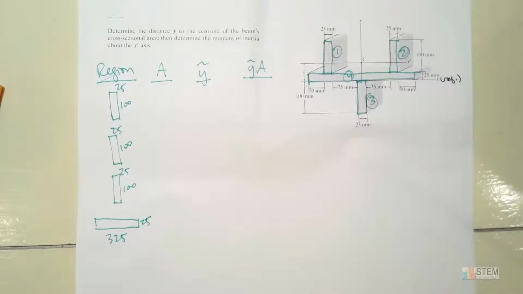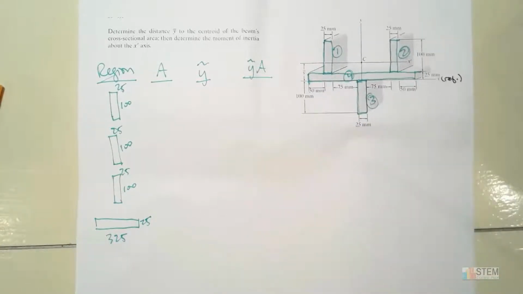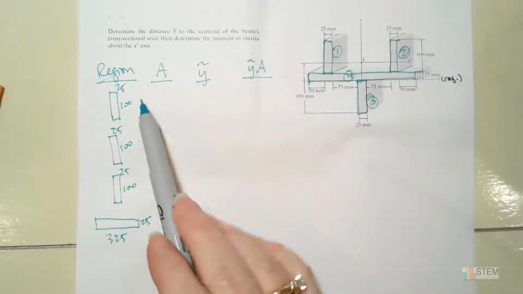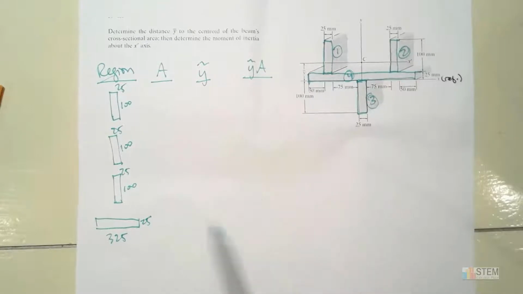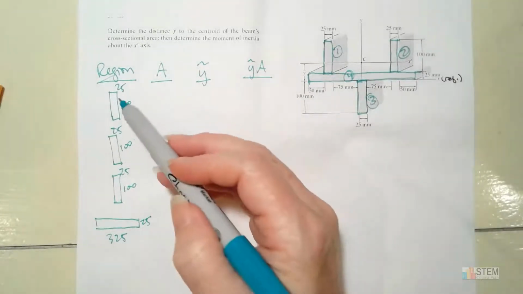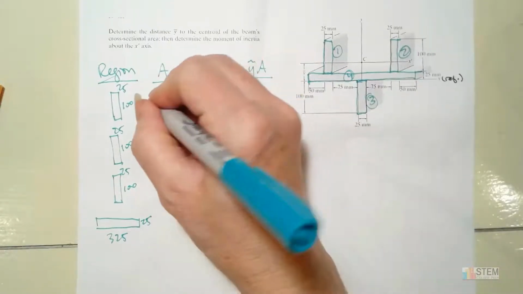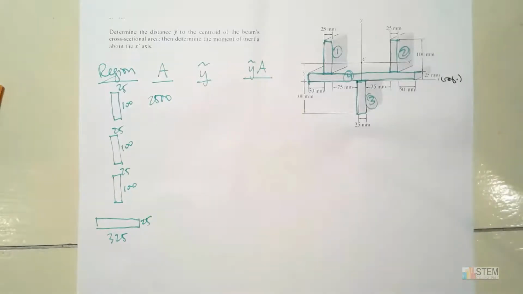Okay, so now we have our regions. And I think those would be the easiest ones to use. Some of my students put more regions than this, but I think those 4 are probably the easiest ones. So now we're going to fill out this table as we go through each region. A is just the area. Obviously the area of a rectangle, you're just going to do 25 times 100. So that gives us 2500.